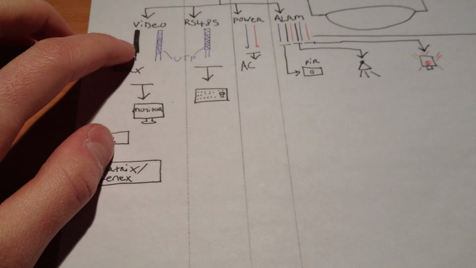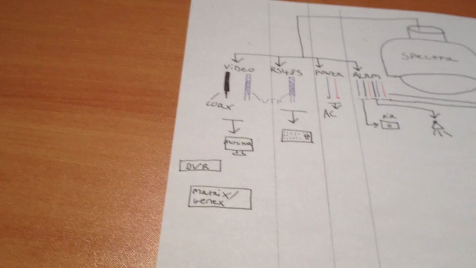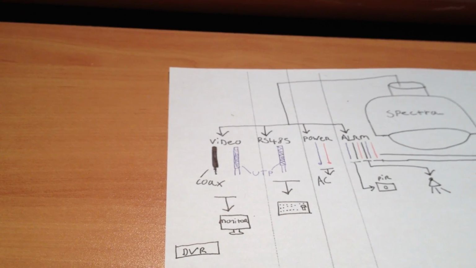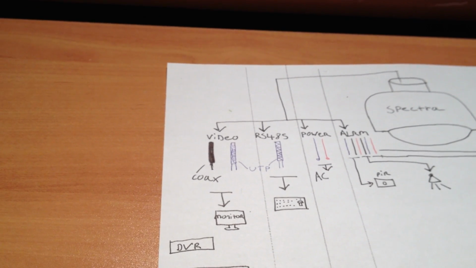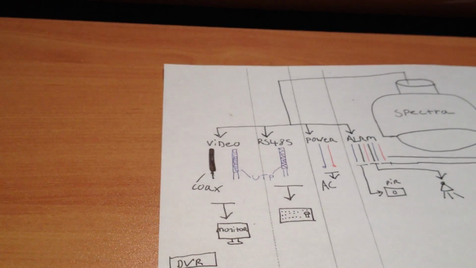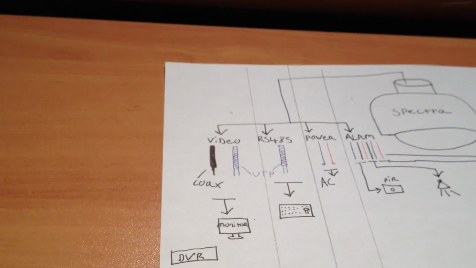So your video, you can either use coax or Cat5, Cat5e, Cat6. It really doesn't matter which one you use. Your only major differences are run length. So with Cat5, I think you get about 700, 750 feet, and with coax, you will get about 1,000 feet of a run before you start to lose video quality and voltage through the video cable.